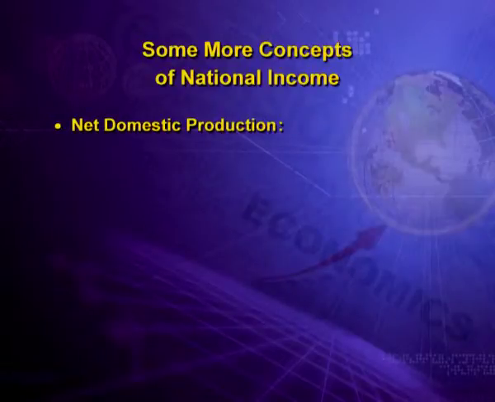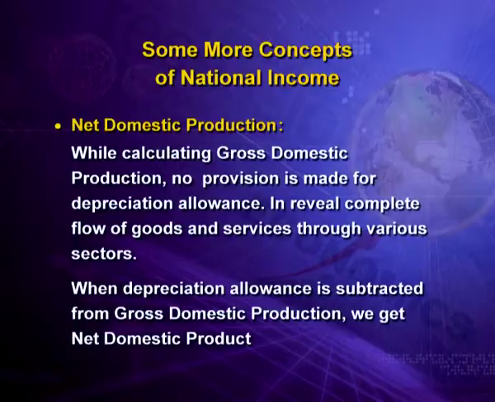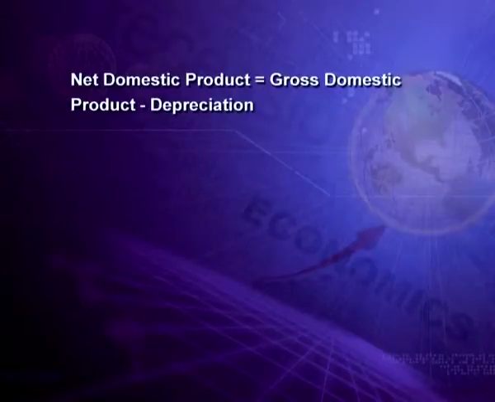First is net domestic product. While calculating gross domestic product, no provision is made for depreciation allowance. It reveals complete flow of goods and services through various sectors. When depreciation allowance is subtracted from gross domestic product, we get net domestic product. As we know, gross minus depreciation equals net. Net domestic product equals gross domestic product minus depreciation.